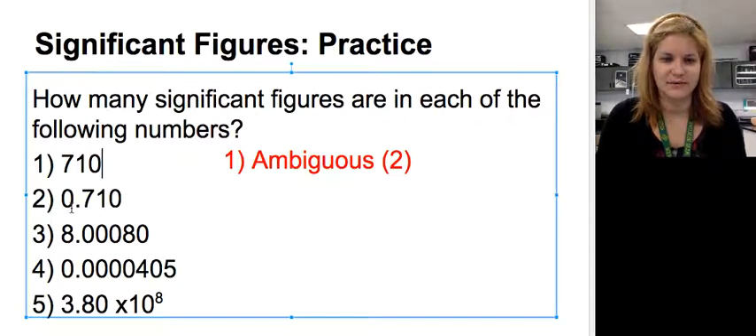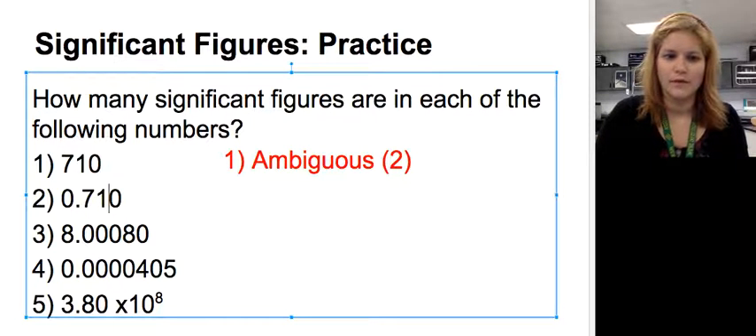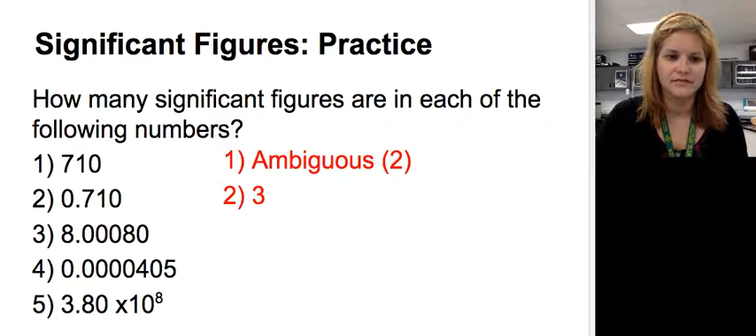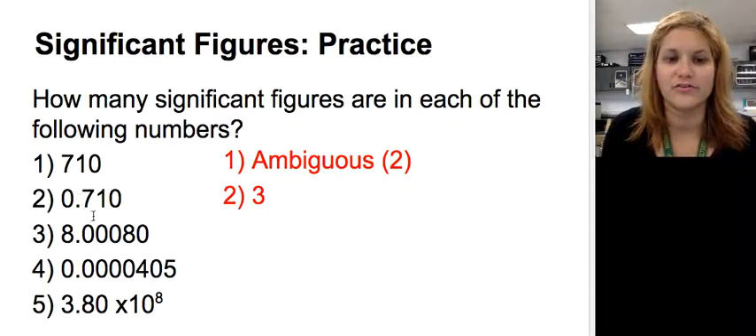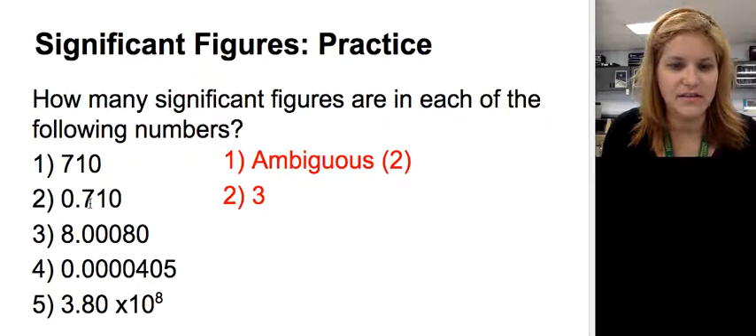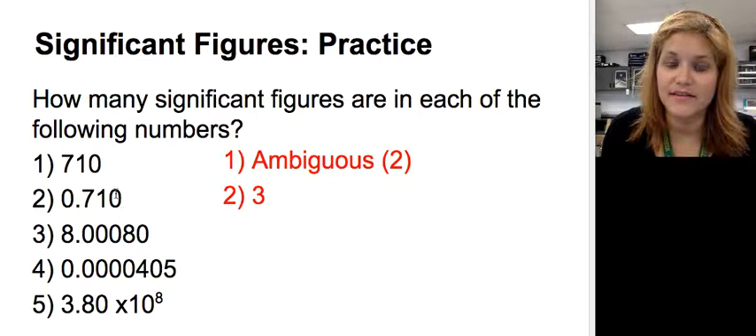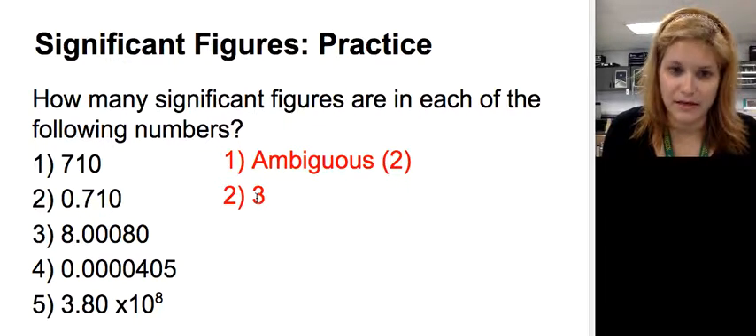How about our next number, 0.710? Well, that one has 3. We don't count the leading 0. We always start counting our significant figures at our first non-zero number. So 7, 1, and then because this 0 comes after a non-zero and after a decimal point, we get to count it. So this one has 3.